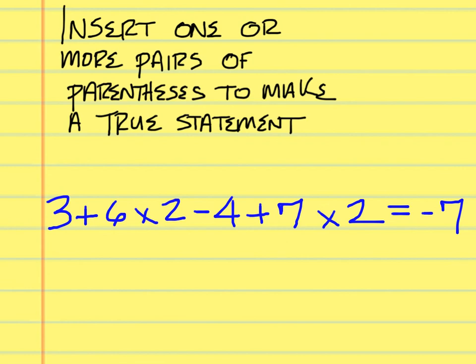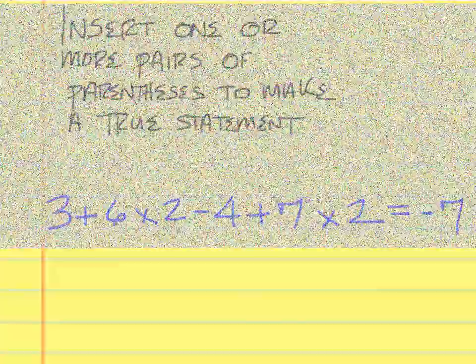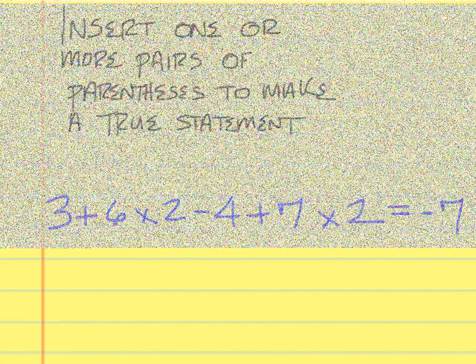This problem is a guess and check problem. Insert one or more pairs of parentheses to make a true statement. 3 plus 6 times 2 minus 4 plus 7 times 2 is not -7. You have to make it true by inserting parentheses, like this, somewhere in this problem that encompass 2 or more items.